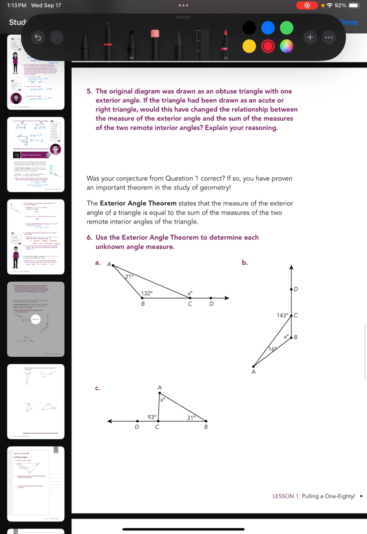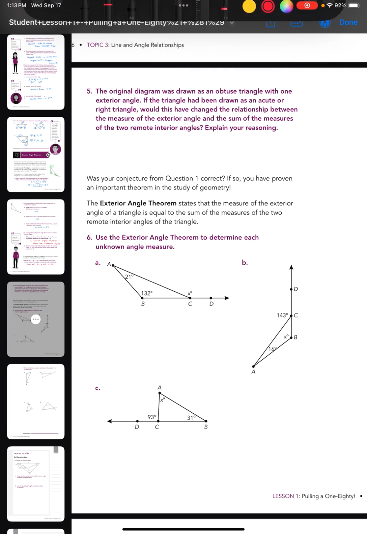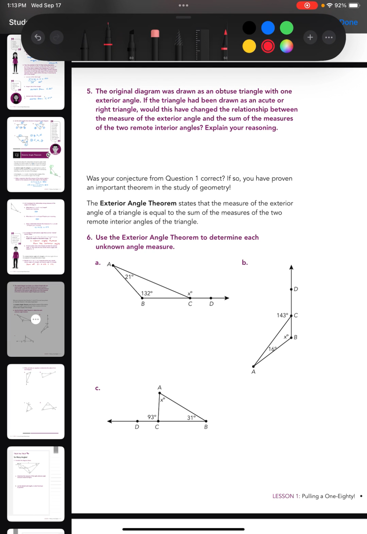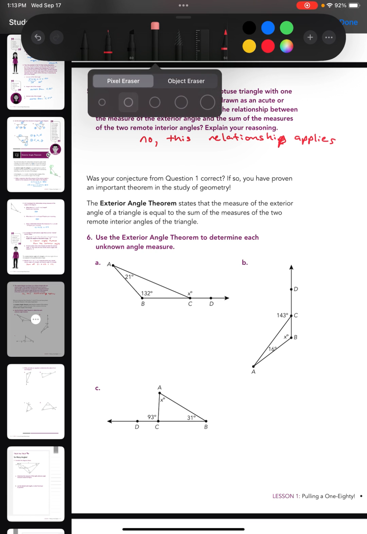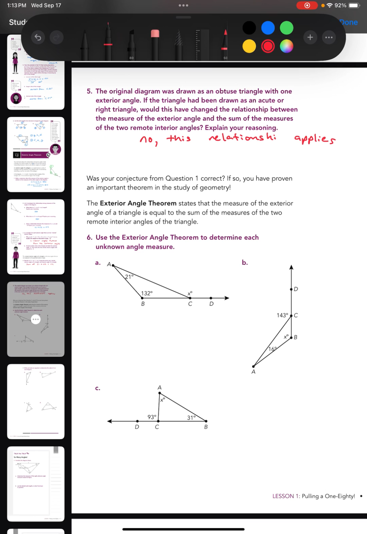All right, on to the next page. The original diagram was drawn as an obtuse triangle with 1 exterior angle. If the triangle has been drawn as an acute or right triangle, would this have changed the relationship? No. This relationship applies to all triangles.